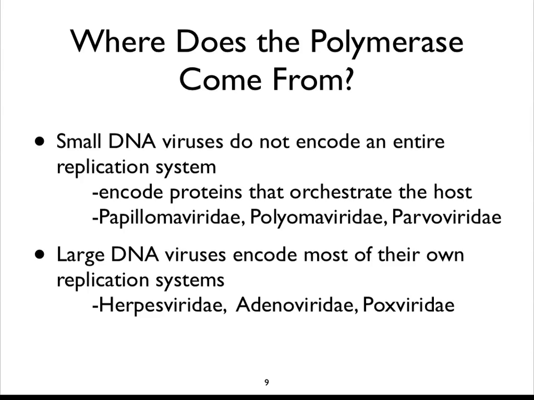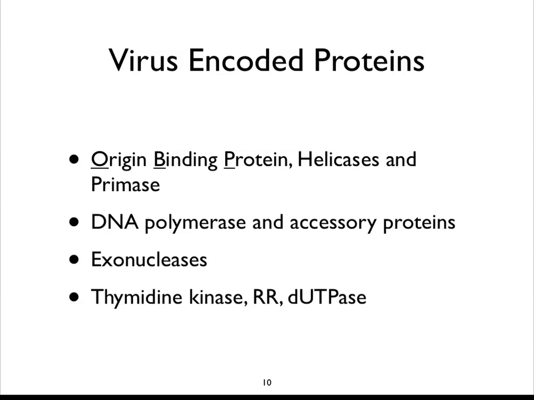Members of those families are the papillomaviridae, the polyomaviridae, and the parvoviridae, all small genomes of about 5 to 8 kilobases in size. Large DNA viruses encode most of their own replication systems. So that's an element of distinction between the two.